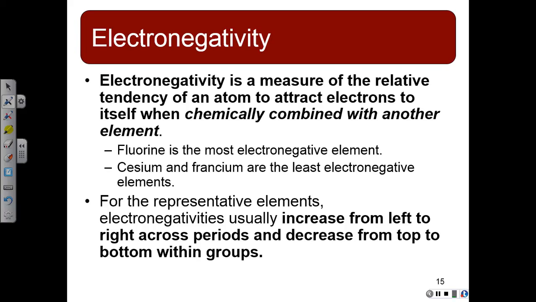So the trend: it increases from left to right. That makes sense because fluorine's our most electronegative, and it decreases from top to bottom. So basically, if you remember that fluorine's the most electronegative element, then if you move away or move down from it, it's going to be less electronegative.